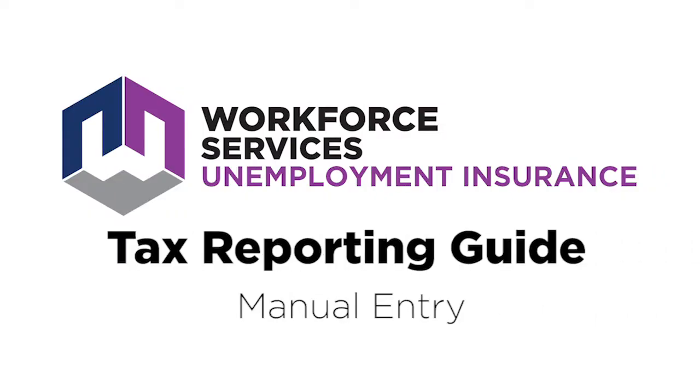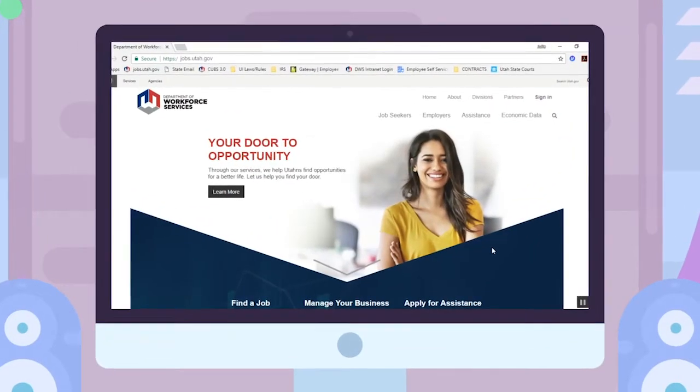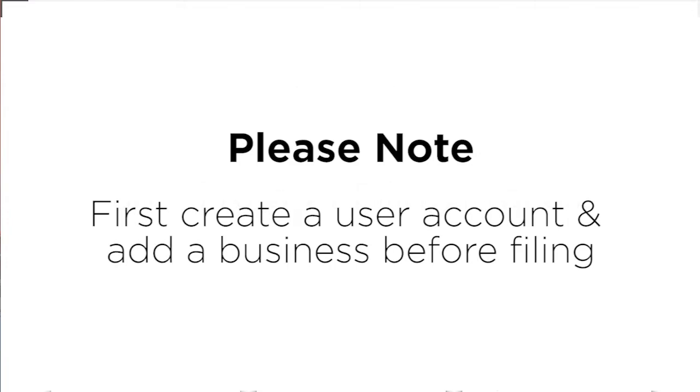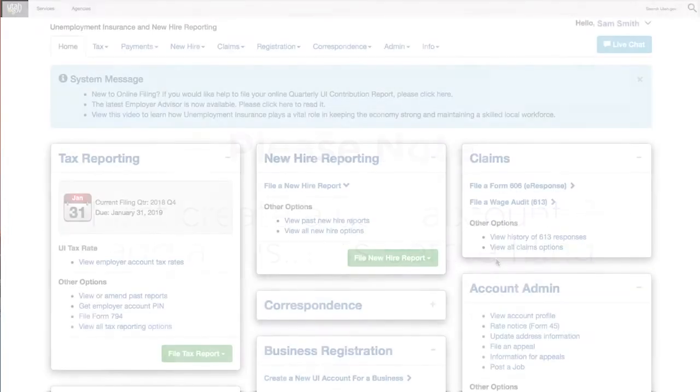At jobs.utah.gov, our unemployment insurance services allow you to report wage information manually or to upload a wage file. This video will explain the manual report filing process. Please note, you must first create a user account and add a business before you can file a report online.